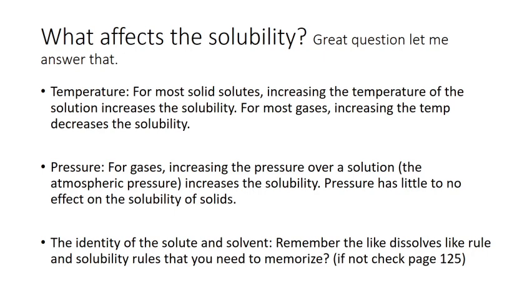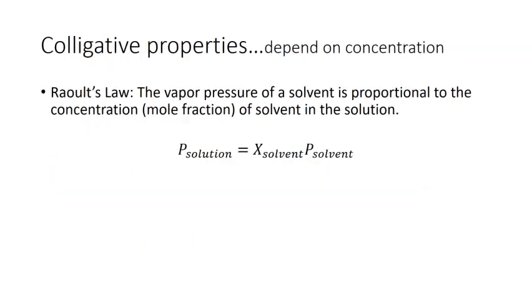So now, the identity of the solute and solvent is going to be important as well. Hopefully you remember the like dissolves like rule, where polar solvents dissolve polar solutes better, and nonpolar solvents dissolve nonpolar solutes better. Also, your solubility rules that you need to memorize. As it says, if you don't remember those, check page 125. There's a whole list of them, and you will need to memorize those. So those are the things that affect how soluble something is going to be: temperature, pressure, and the identity of the solute and solvent.